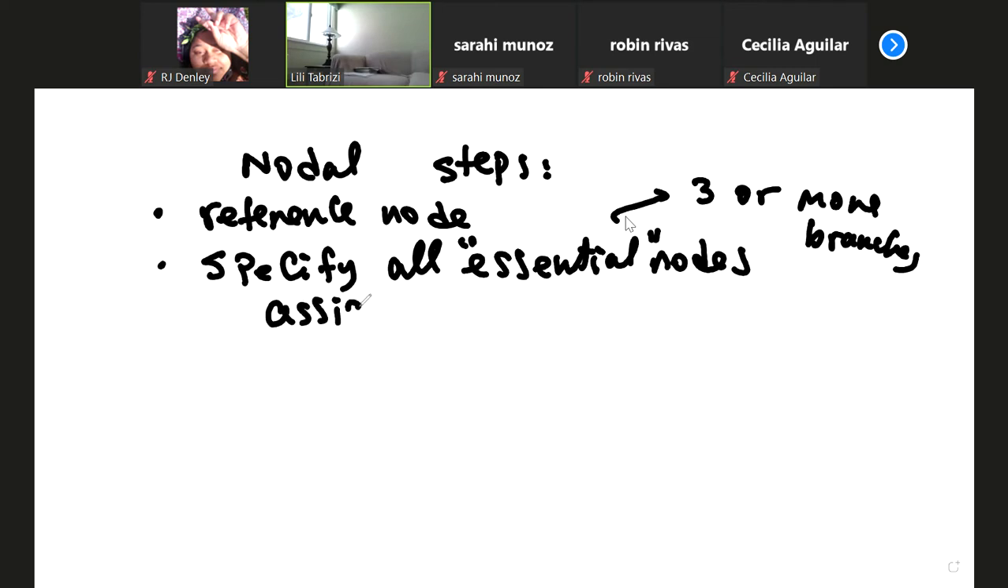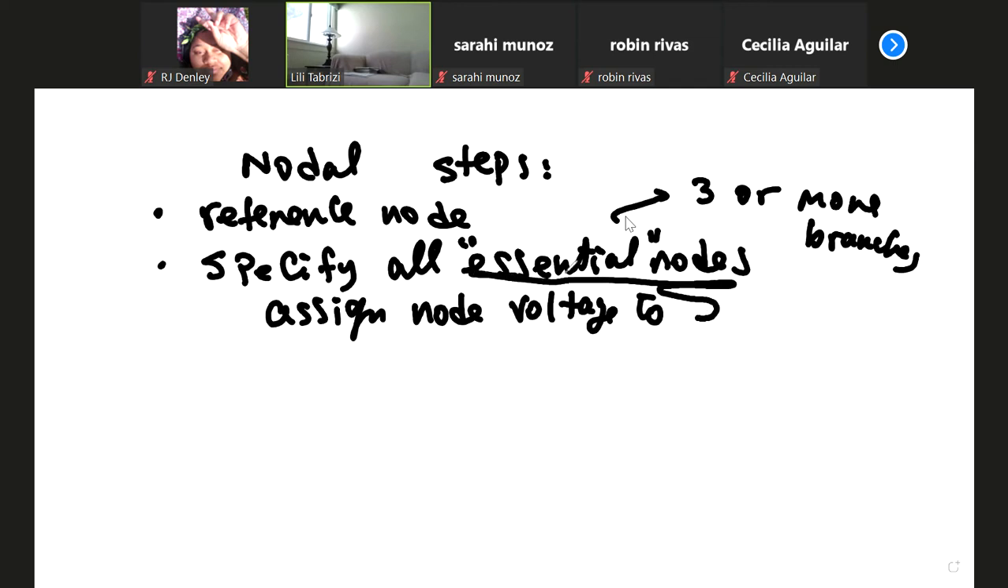Assign node voltage to essential nodes with plus at the node and minus at the reference.